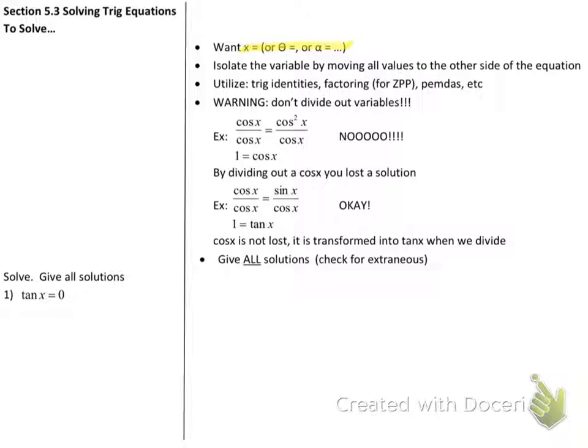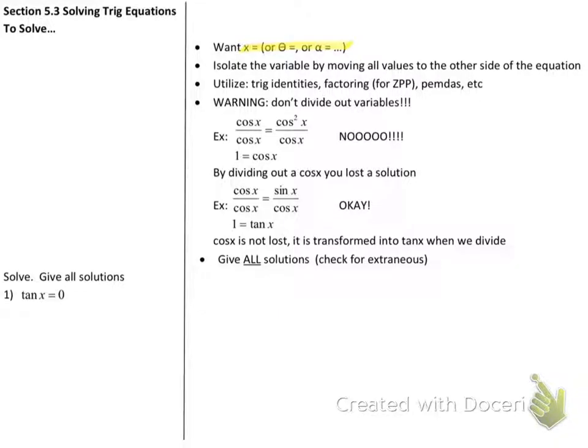So you want x equals, theta equals, alpha equals. You're going to solve it just like you would any other equation. So manipulate it so that the variable is by itself, and then make sure that you get all of your answers. So make sure you use your trig identities. Make sure that you know how to add, subtract, multiply, divide things from one side to the other. That you know how to factor. That's huge. That one's going to come into play.